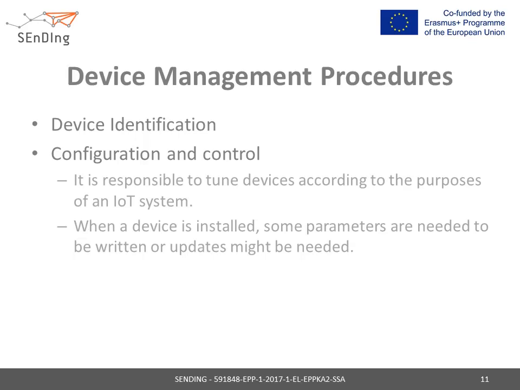Configuration and control. Configuration and control procedure is responsible to tune devices according to the purposes of an IoT system. When a device is installed, some parameters are needed to be written or updates might be needed. Some parameters need to be written once a device is installed, for example, unique device ID. Other settings might need updates, for example, the time between sending messages with data.